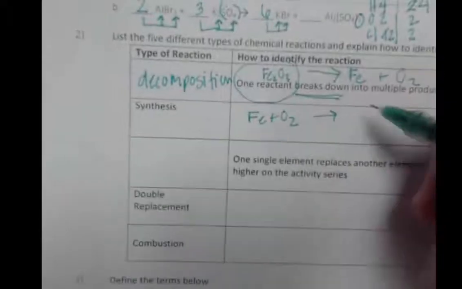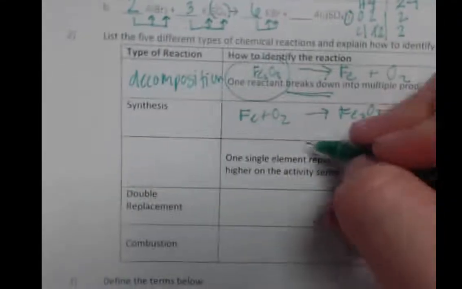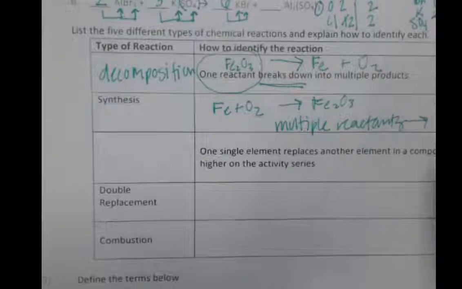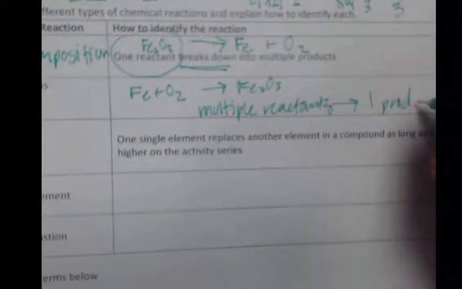Just something you have to memorize, and it's on your 9.2 notes if you need help with that. Synthesis is the opposite of this. So it's kind of like if I start with multiple reactants and I end up with one product. So I would put here multiple reactants forming one single product. So anytime you end up with one product, you're going to have synthesis because you're making something.